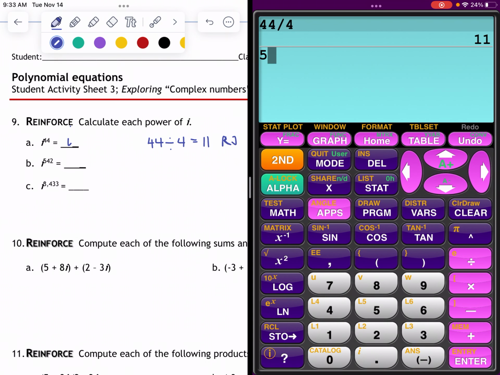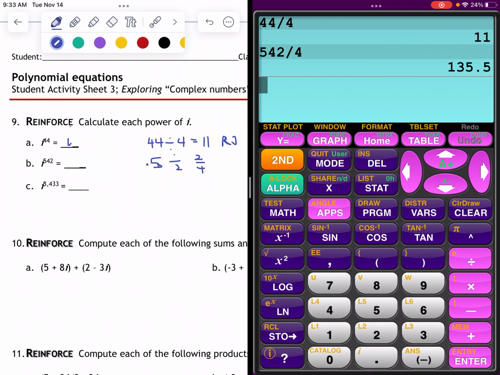If I take 452 and divide by 4, I get 135.5. 0.5 I know is like 1/2, which I can think of as 2/4. So if I think of i squared, I'm thinking about negative 1. Let's back up to that first one. My remainder is 0, so i to the 0, and I end up with 1.